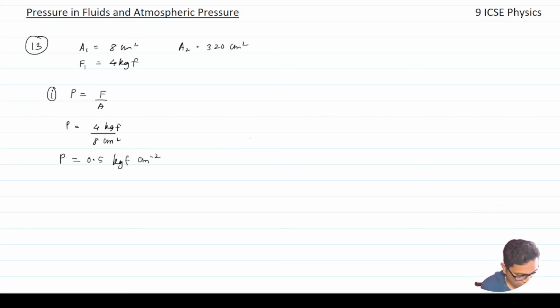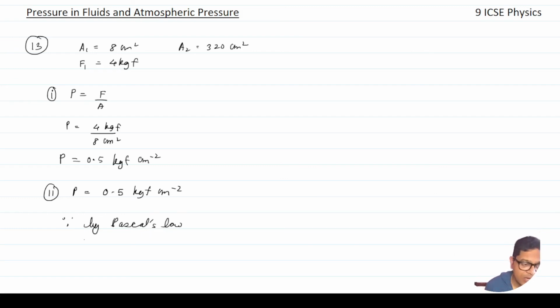The second is pressure on piston B. So likewise, over here, pressure which is force upon area. Then for this one, we need this 0.5 kgf per centimeter square. Why? Because by Pascal's law, pressure is transmitted equally and undiminished everywhere. So therefore, pressure on piston A is equal to pressure on piston B. So on piston A, if this is the pressure, piston B also will have the same pressure.